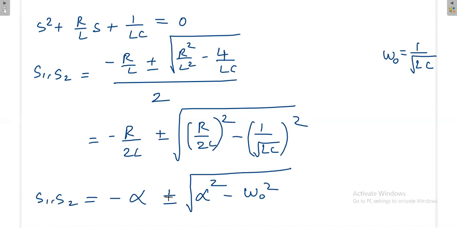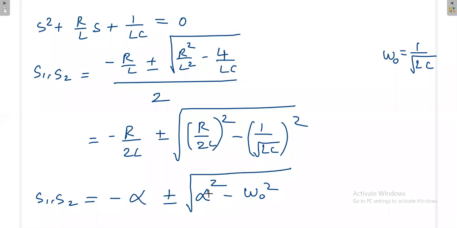So my roots of the equation are something like this. When I have a plus, let it be S1. If it is minus, then it is S2. Again, what could be the solution of this equation? That really depends on the value of alpha and omega naught. Suppose alpha and omega naught are the same, then I will get only this term, and the roots are equal. Suppose alpha is greater than omega naught, then I will get real answers, but they will be different. One term I will get plus and another term I will get minus, so the roots will be real, but not equal.